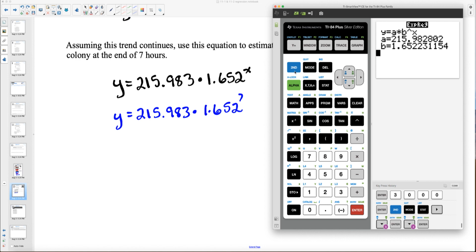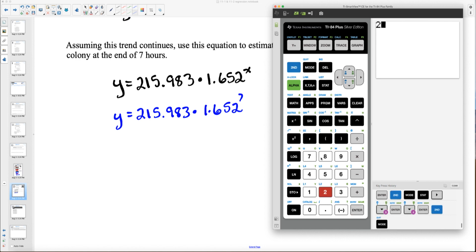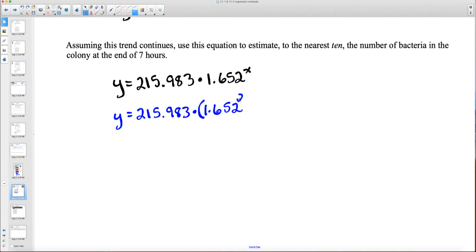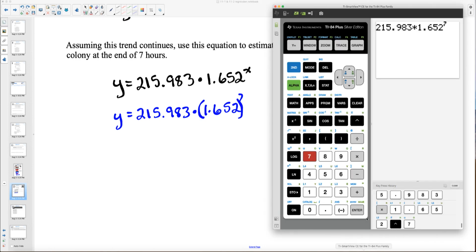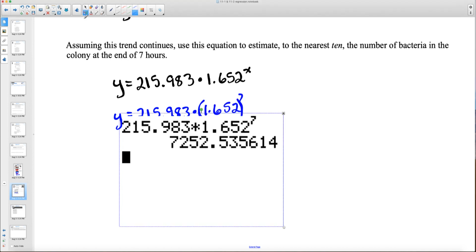Okay, so 215.983 times 1.652 raised to the 7 power. Okay, and hit enter. All right.